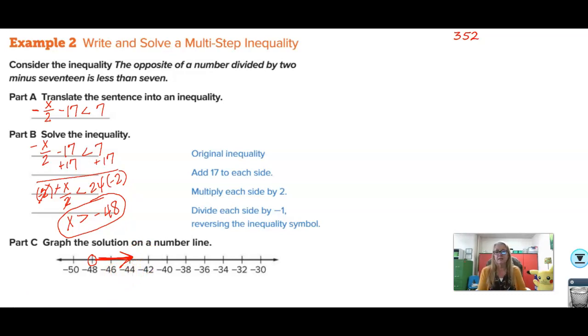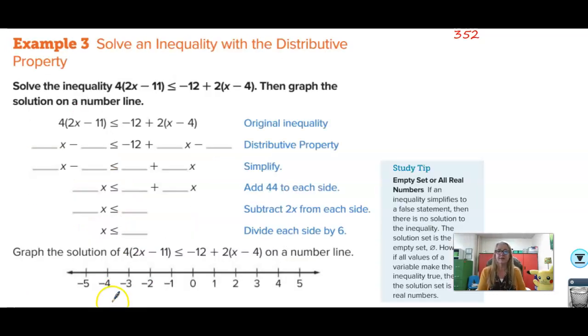Okay? So, like I said, they went pretty easy on you because I think there's only 3 examples in this section. Solve an inequality with a distributive property. So they're going to make it a little more interesting by having you use the distributive property also.